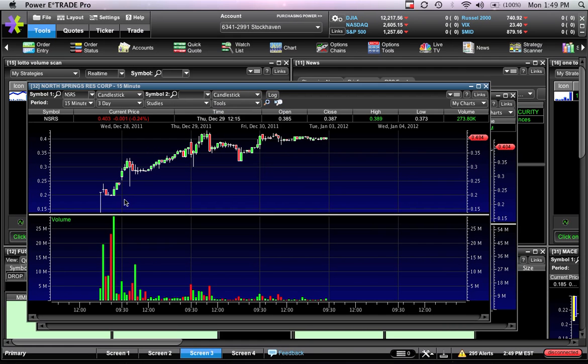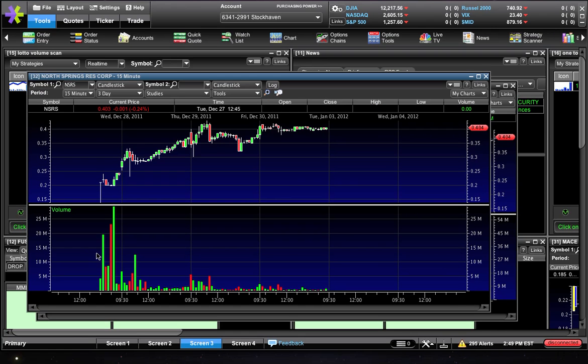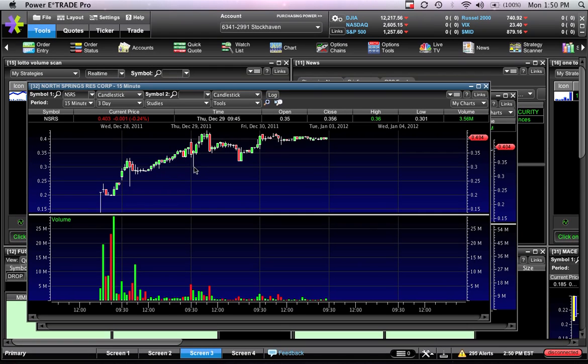Now, the first thing to notice here is that we are looking at a 15-minute chart of NSRS since it started trading last Tuesday, the 27th. So that means each candle and each volume bar represents 15 minutes of price action. The first thing we notice is this is in a clear uptrend. Got a low here, a higher low here, a higher low here, a higher low here, and a higher low here. You also have a higher high, and a higher high.